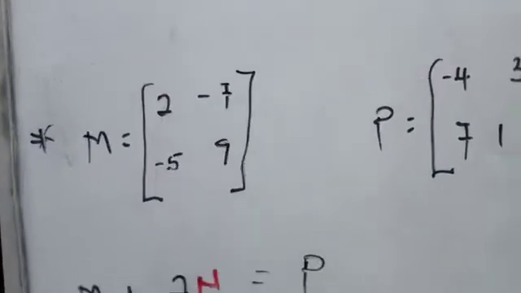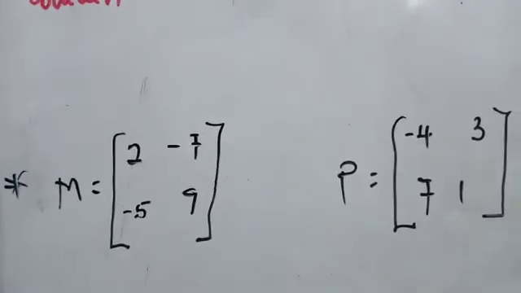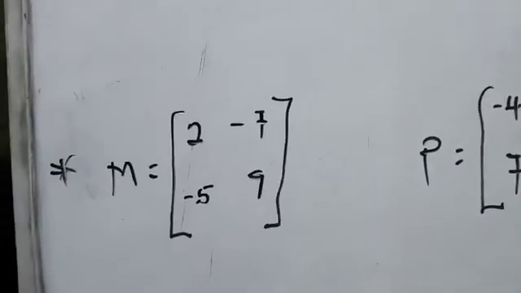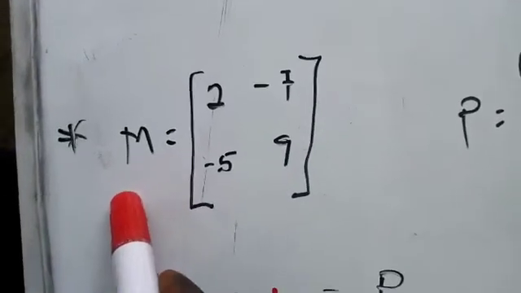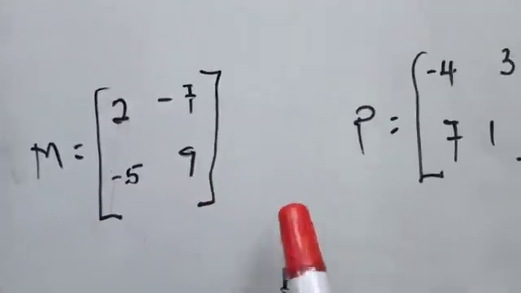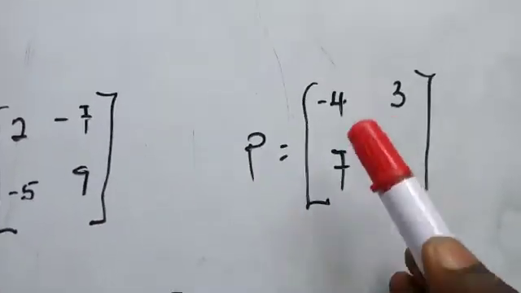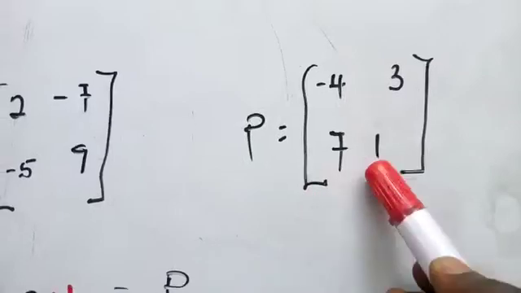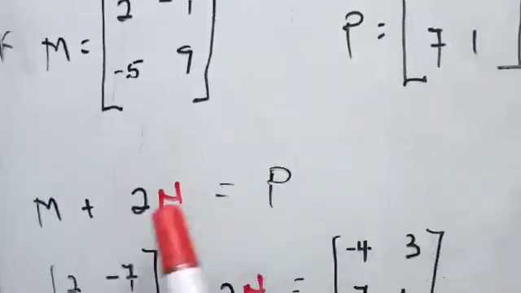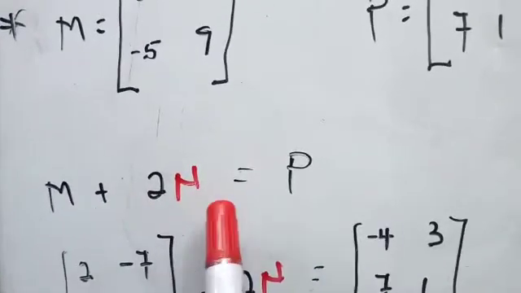Now let's demonstrate our understanding using these examples. These are pure exam questions. Let's say you have M here, which is 2, -7, -5, and 9, and you also have P as -4, 3, 7, and 1. This is what they are asking us to find: find N plus 2N equal to P.